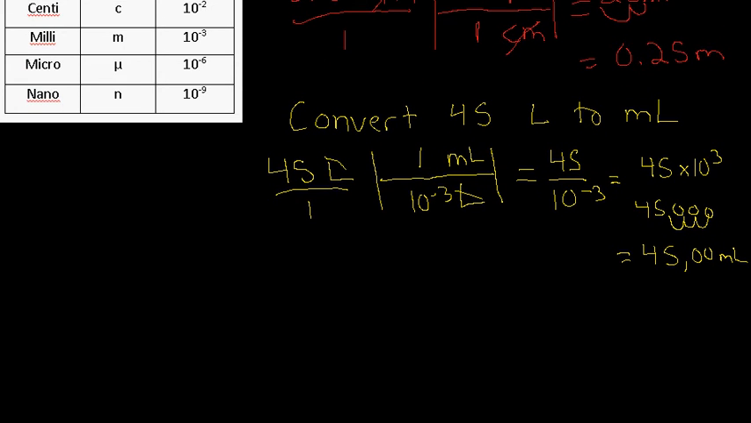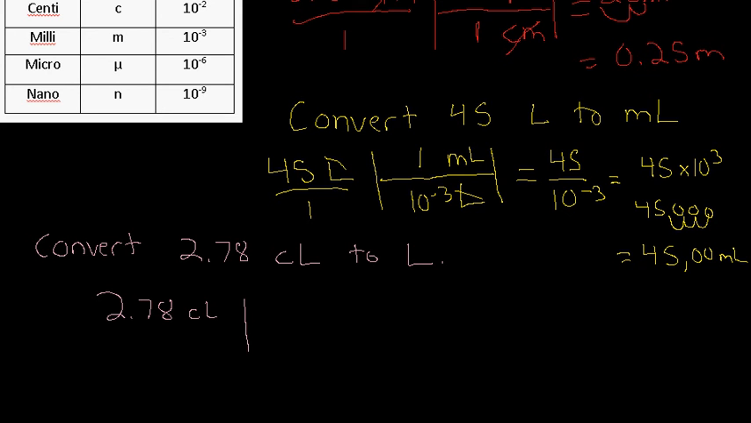Alright, so the next example I'm going to do is I'm going to convert from 2.78 centiliters to liters. So again, same process, same everything as I go through this. I'm going to start with the number and the unit, which I'm given. I'm going to set up my little box here. I'm going to put centiliters within the denominator because I'm trying to cancel it out.